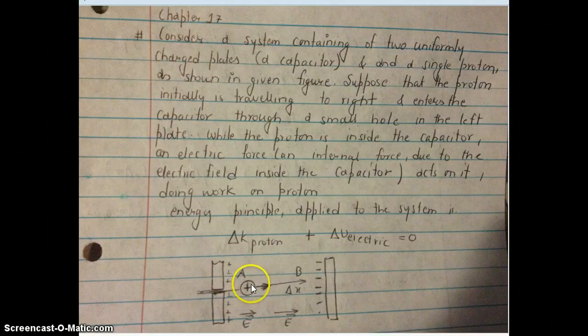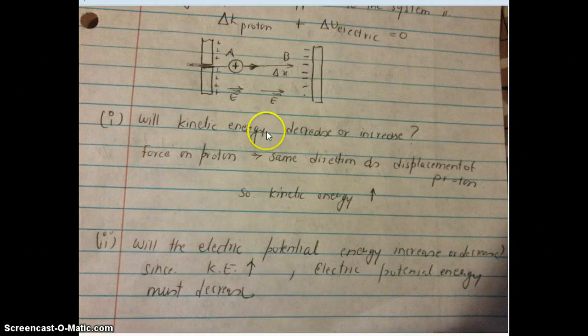through a small hole. While the proton is inside the capacitor, an electric force, an internal force due to the electric field inside the capacitor, acts on it, doing work on the proton. And the energy principle applied to the system is delta K proton plus delta U electric equals 0. So the first question is, will the kinetic energy decrease or increase?